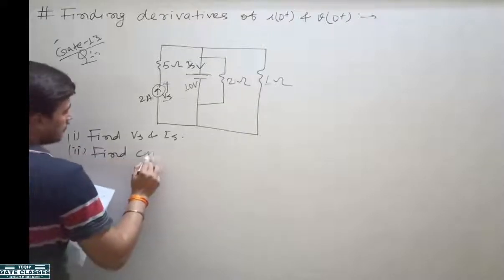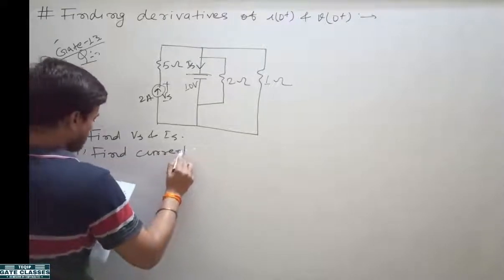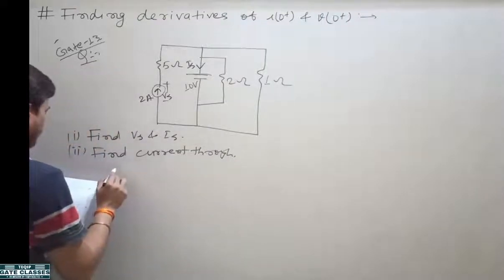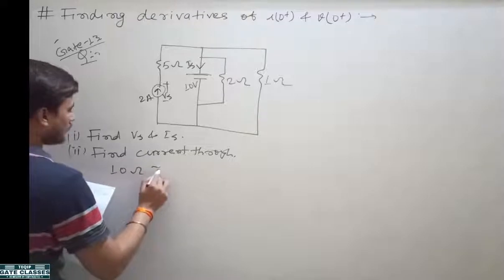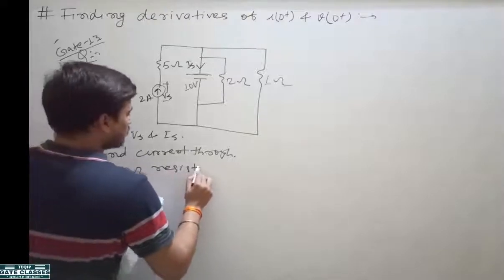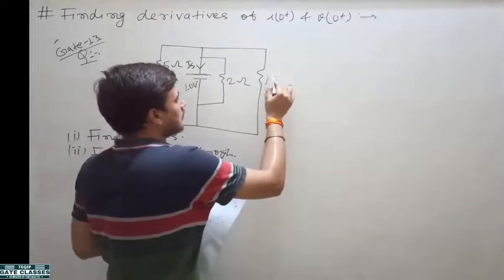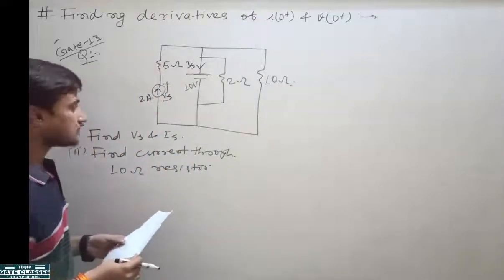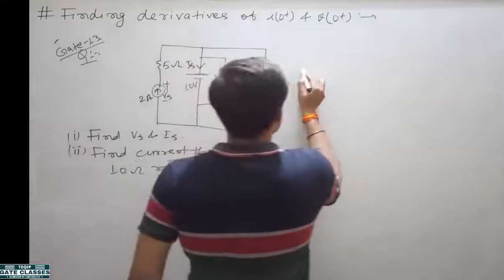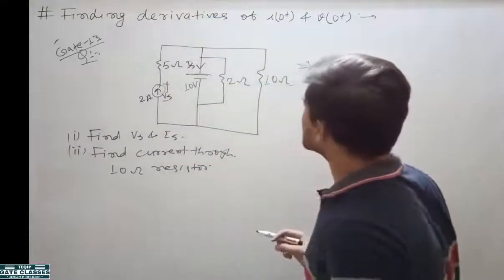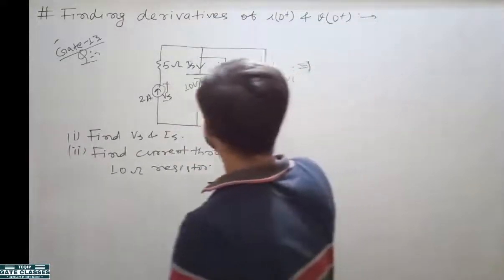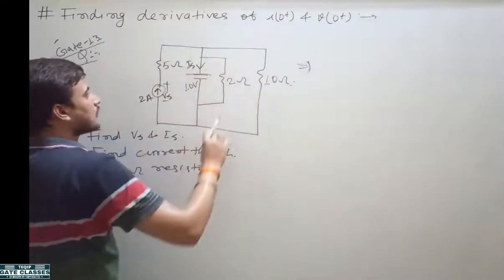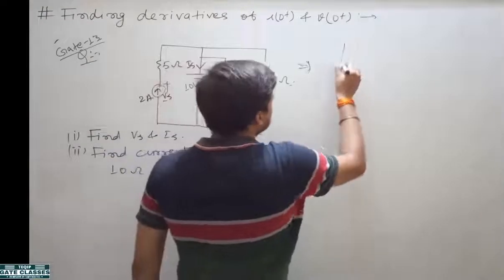Next, the second question is to find the current through the 10 ohm resistor. This resistor is 10 ohm. So let us see how to find it. If you redraw the circuit, you see this branch is in parallel with these two branches. So we can write like this.